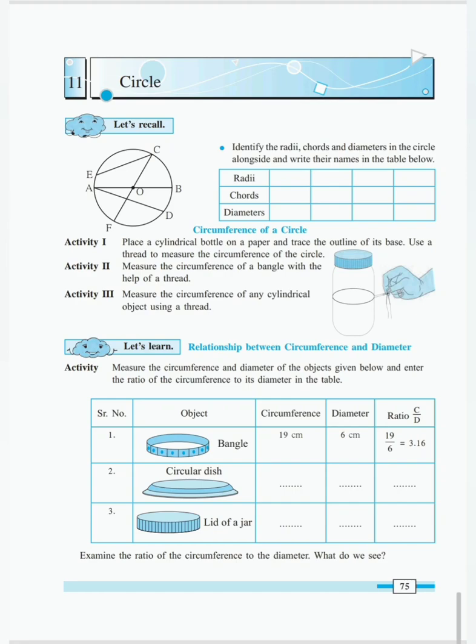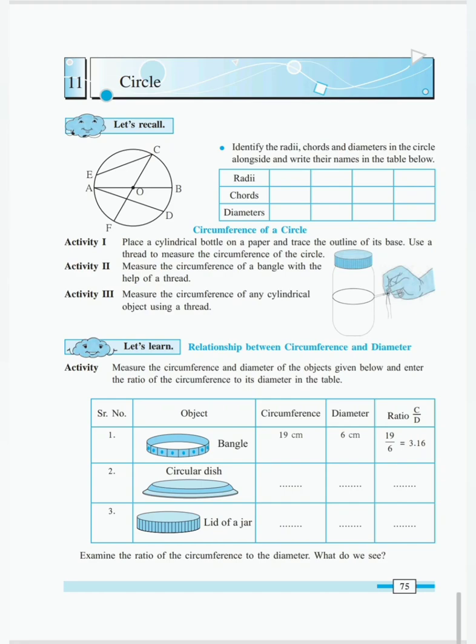Then EC is the chord. AD is also a chord. You can say a diameter is a chord, but you cannot say a chord is a diameter. Secondly, what is radius? Radius is the distance from the center to the boundary of the circle. So OB is the radius, OA is the radius, OF is the radius, and OC is also a radius.